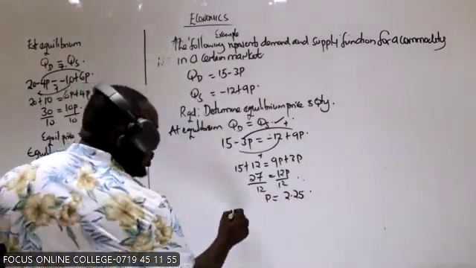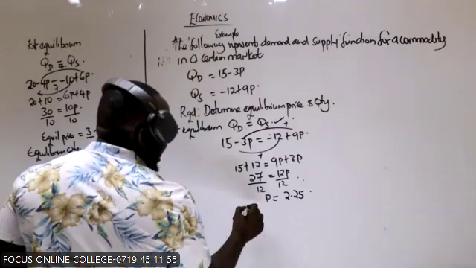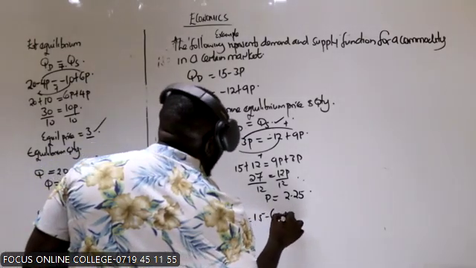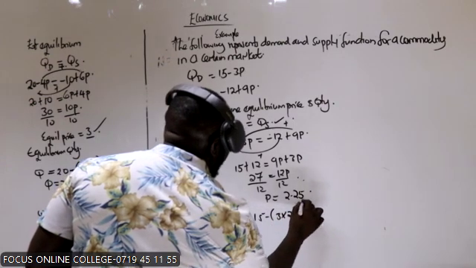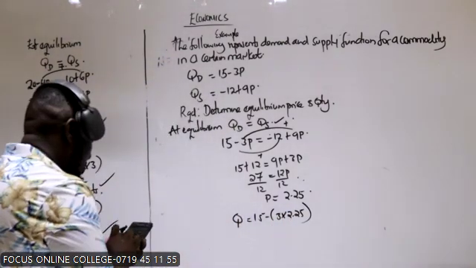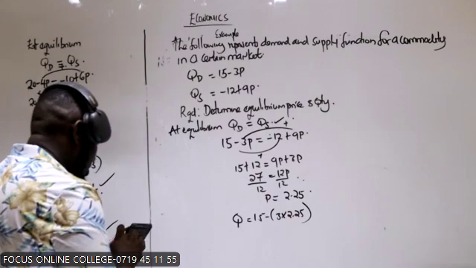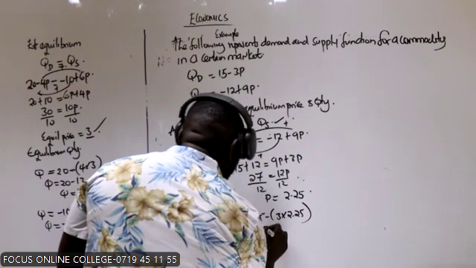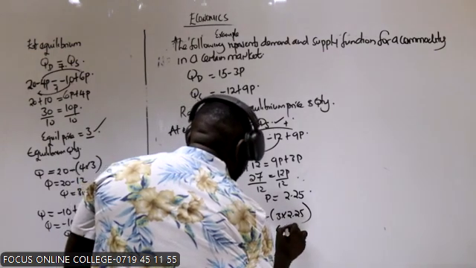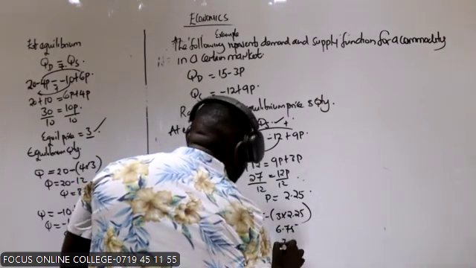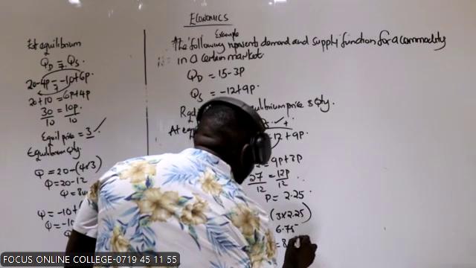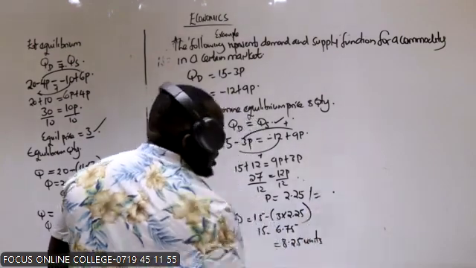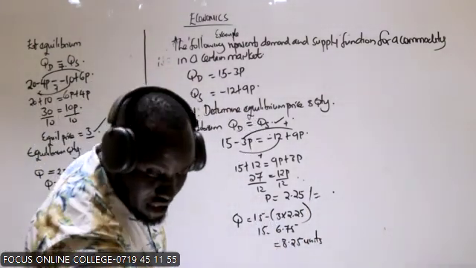Then for the equilibrium quantity, I can pick any. So I can have 15 minus 3 times 2.25. So 2.25 times 3, I have 15 minus 6.75. That should be 8.25 units. So all of us, are we together?